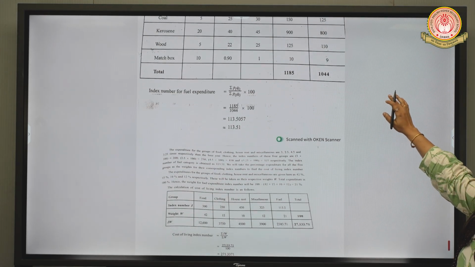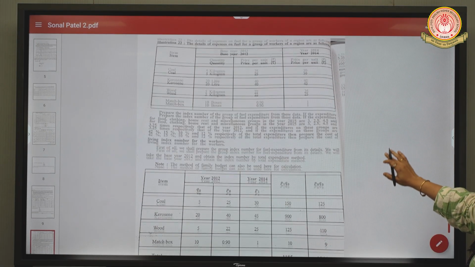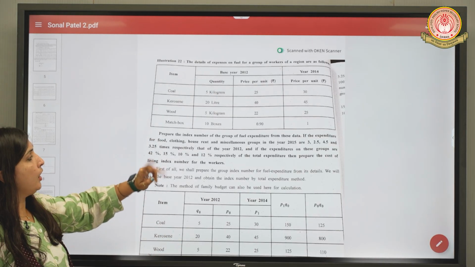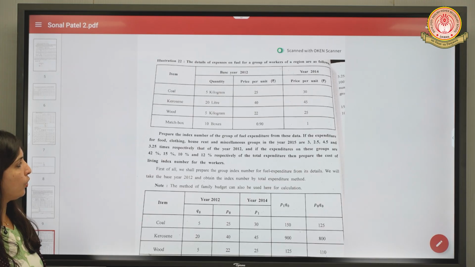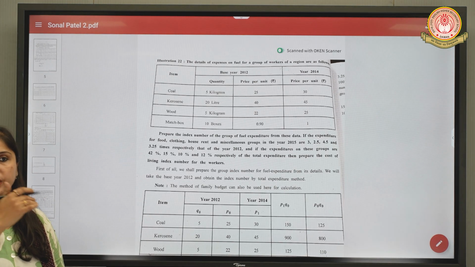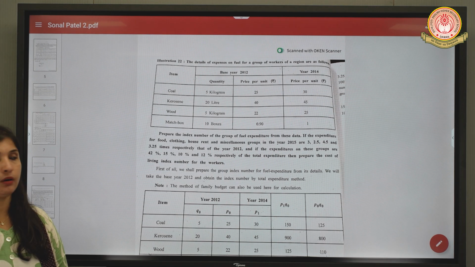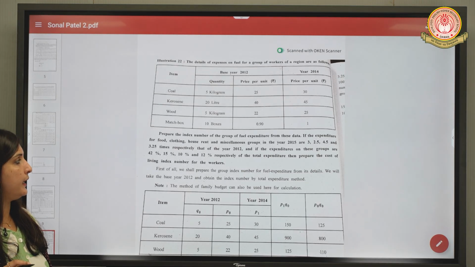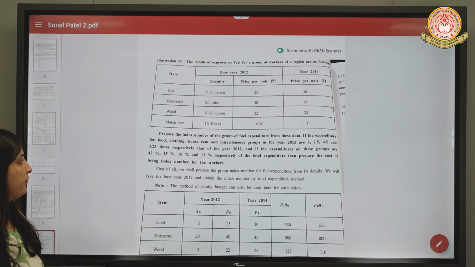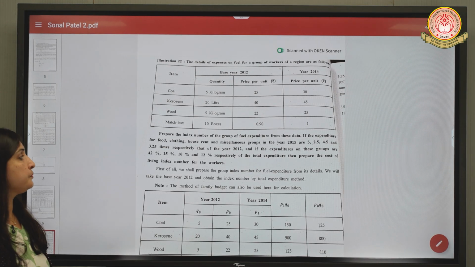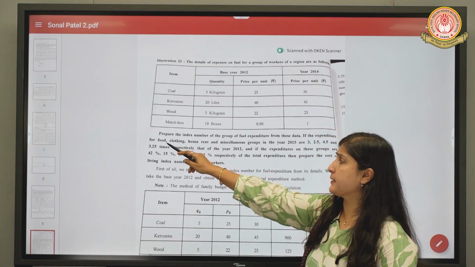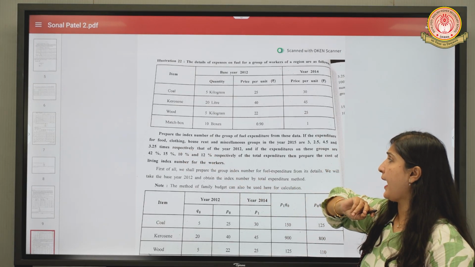Once we got the fuel expenditure, we had details about the other expenditures also, which the family is incurring. Prepare the index number of the group of fuel expenditure. Fuel is done, right? The information was given above and we already found the index number of fuel. If the expenditures for food, clothing, house rent and miscellaneous in the year 2015 are 3, 2.5, 4.5 and 3.25 respectively.